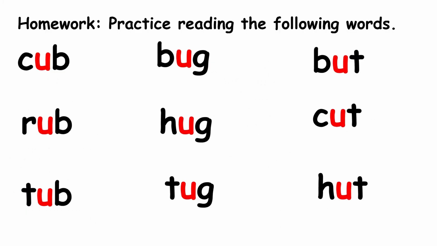Kids, did you get a perfect score in your quiz? Great! So for your homework, practice reading the following words. Just remember the sound. Letter U says /u/: cub, rub, tub, bug, hug, tug, butt, cut, hut.